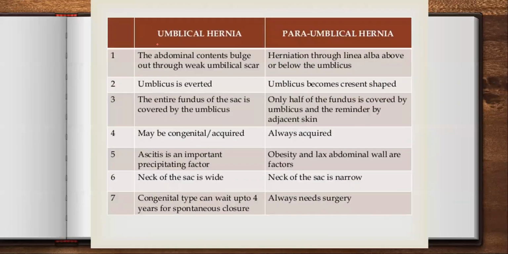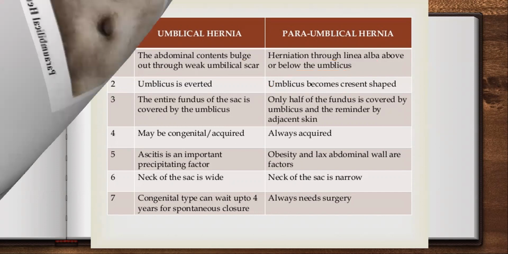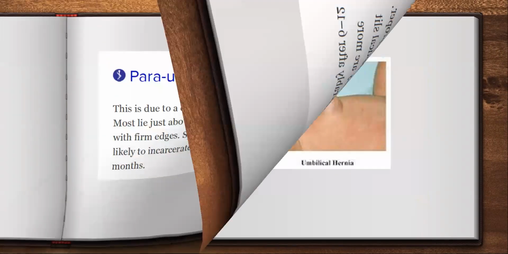So how to differentiate between these two? In umbilical hernia, umbilicus will become everted, but paraumbilical hernia, umbilicus becomes crescent shaped. Okay. So usually in paraumbilical hernia, herniation occurs through linea alba above or below the umbilicus. And in umbilical hernia, abdominal content bulge through the weak umbilical scar. So when it comes through the umbilicus becomes everted. That's umbilical hernia. And paraumbilical hernia, it's just above or below the umbilicus, you will find out. So it's easy to diagnose if you know how to differentiate.